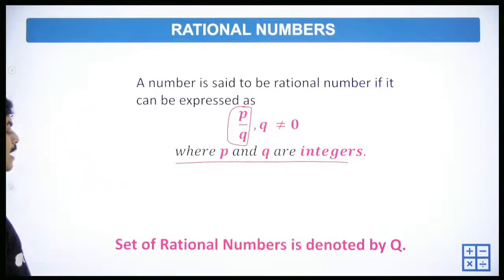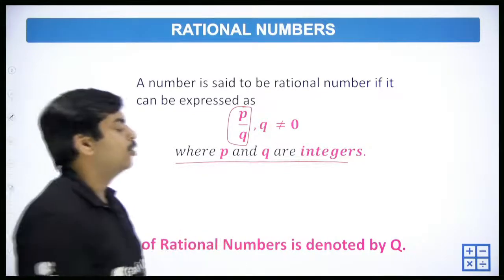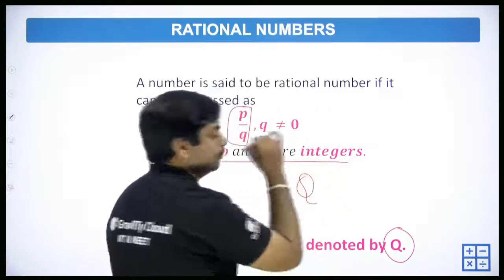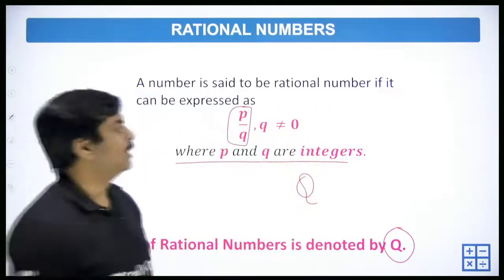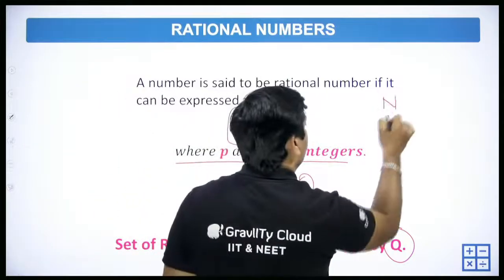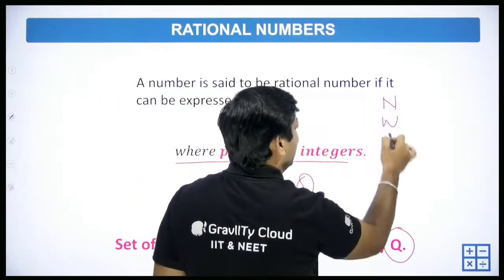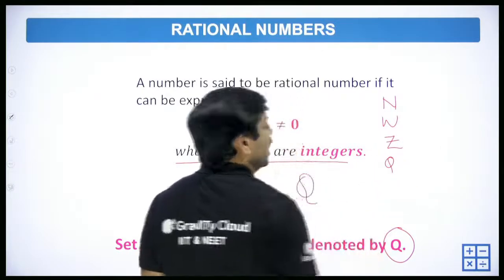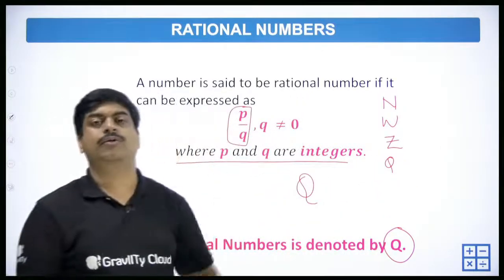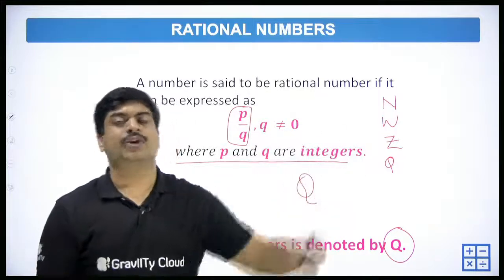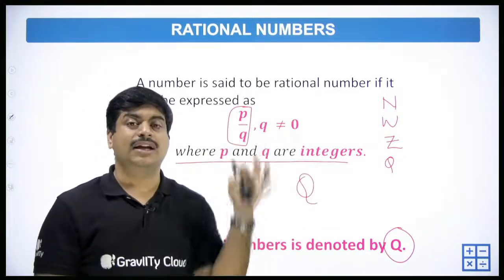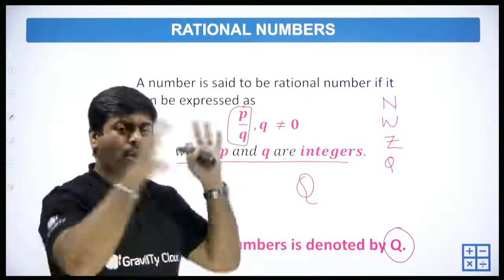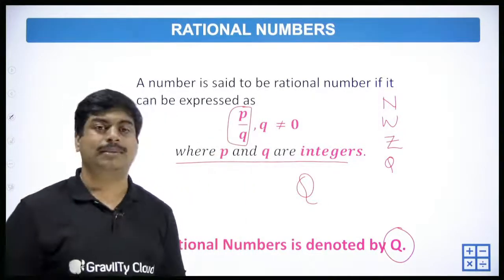So moving ahead, the set of rational numbers is denoted by Q. Remember what our natural numbers are? Natural numbers N, whole numbers W, integers Z, right? In the same way, Q for rational numbers. And after rational, you will learn something called irrational in higher standards, as well as real numbers, complex numbers, imaginary numbers. So there is a long chain with all the numbers.